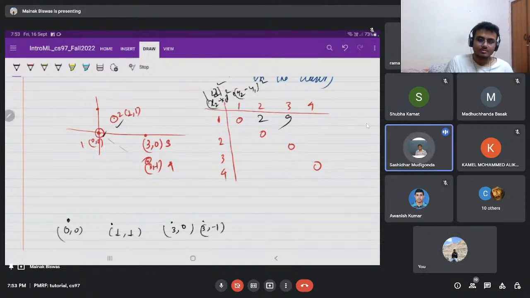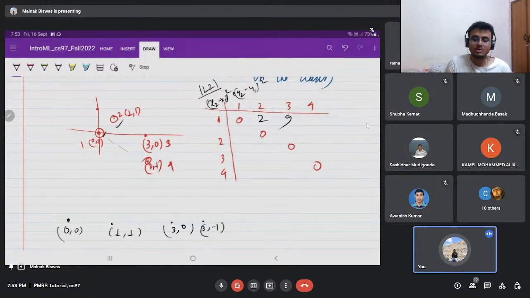Are you not considering the square root? No, I'm just taking the L2 norm square. I'm not taking the square root just for calculation purposes. It's the same thing, since the square root is an increasing function for positive numbers. So the square and the square root distance measures will be the same. They will not change.